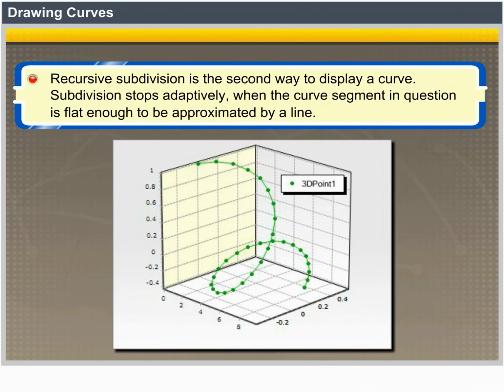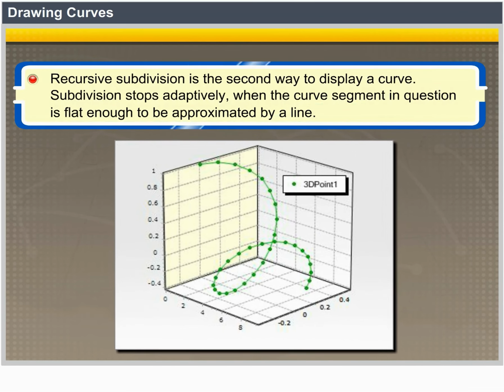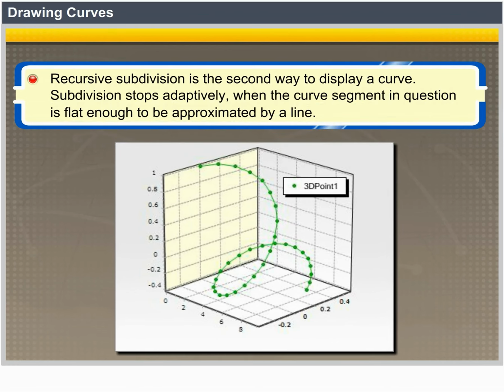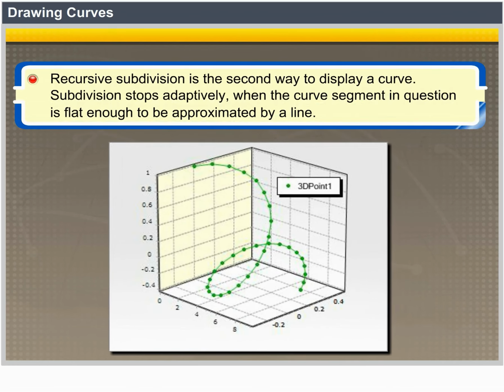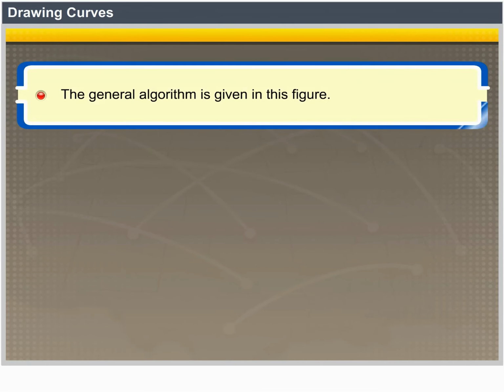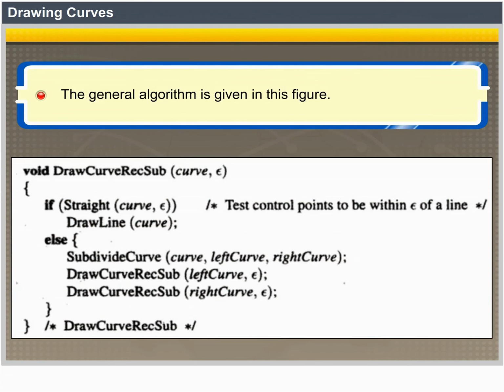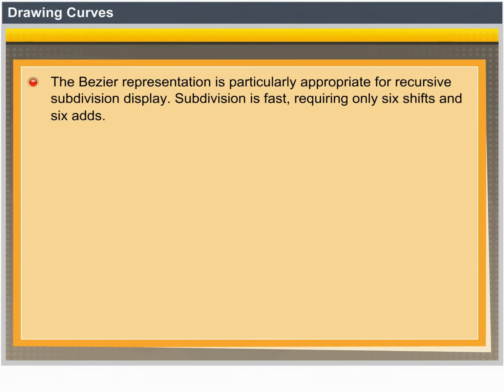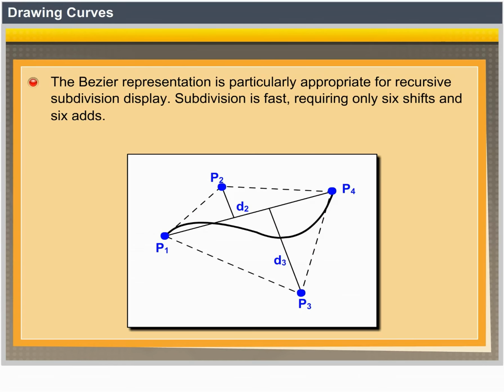Recursive subdivision is the second way to display a curve. Subdivision stops adaptively when the curve segment in question is flat enough to be approximated by a line. The general algorithm is given in this figure. The Bezier representation is particularly appropriate for recursive subdivision display. Subdivision is fast, requiring only 6 shifts and 6 adds.